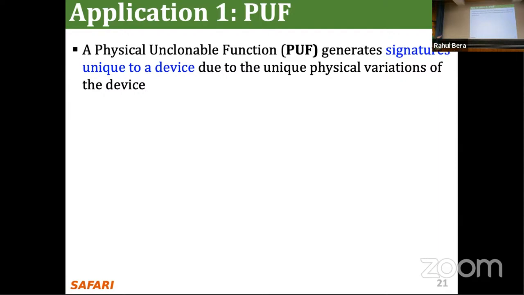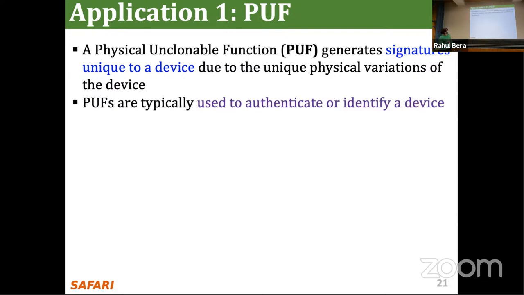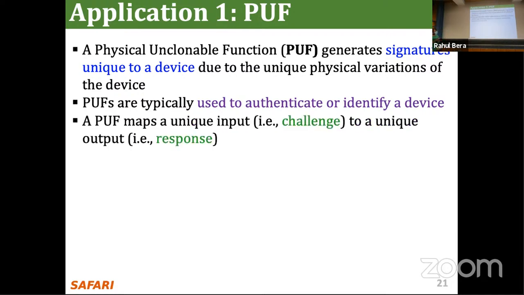A physical unclonable function generates signatures unique to a device due to the unique physical variations of the device. And PUFs are typically used to authenticate or identify a device. A PUF maps a unique input, what we call a challenge, to a unique output, what we call a response.